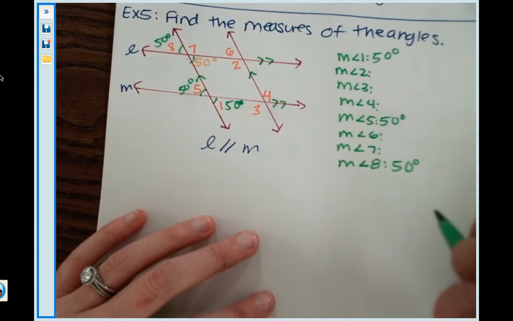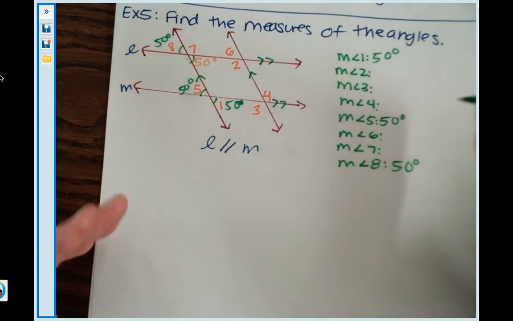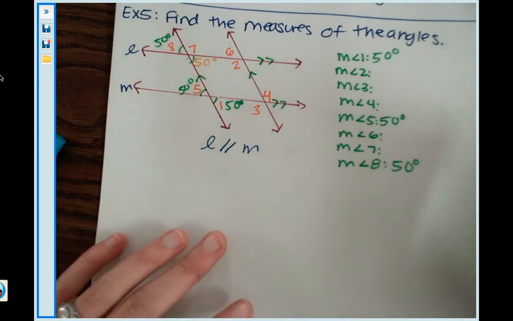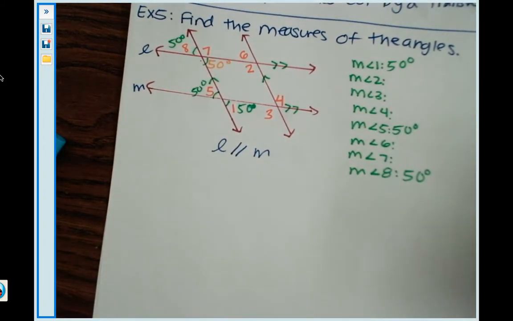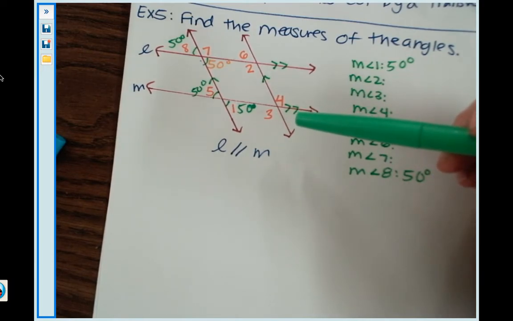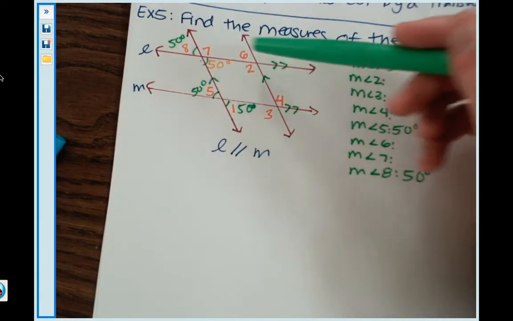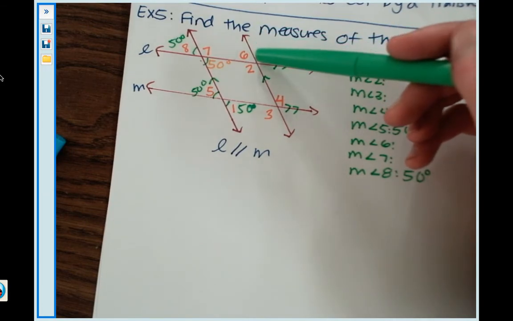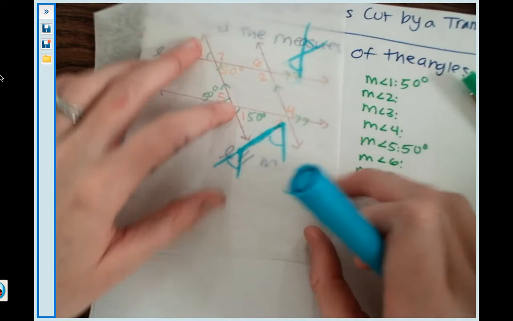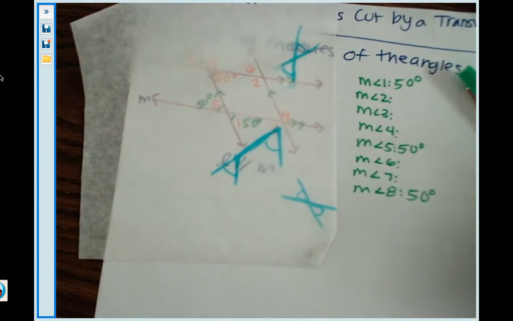Okay, let's see. So I'm working my way around. I'm trying to see if there are any other congruent ones because those are the easiest ones, in my opinion, to figure out. Let's see here. I'm not really seeing any other congruent ones as far as I can tell. Oh, yes, I do. I spot one.